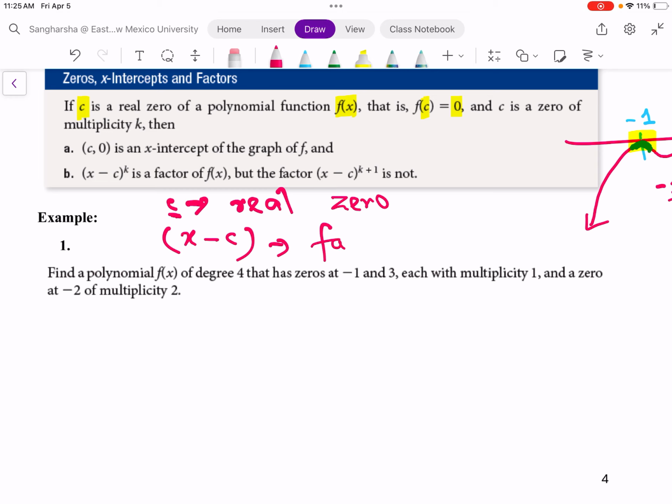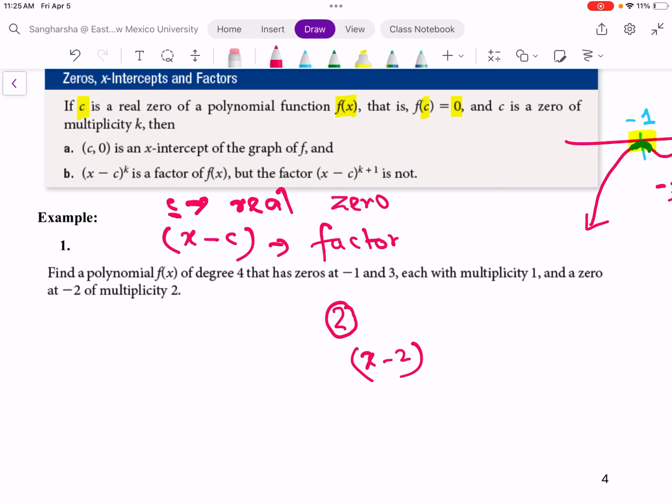So you have any number as a real zero. Let's say 2 is a real zero for any function. If 2 is a real zero for a function, then x minus 2 is a factor for that function. It works the other way too.